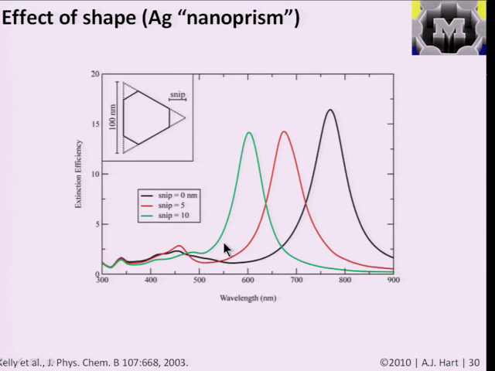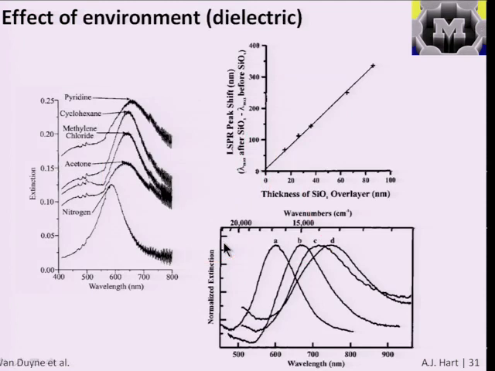And so this is just a result of a computation from the same group where they used a model of a single particle that was triangular and effectively looked at if it's triangular or if they snip off the corners. And you can see that another means of tuning this spectrum is by changing the shape of the particle in this way. And they called that, this is in the case of silver, a nanoprism.